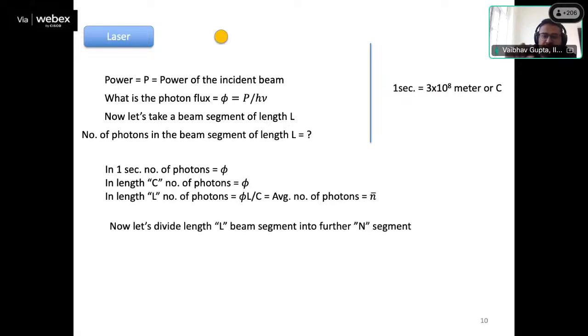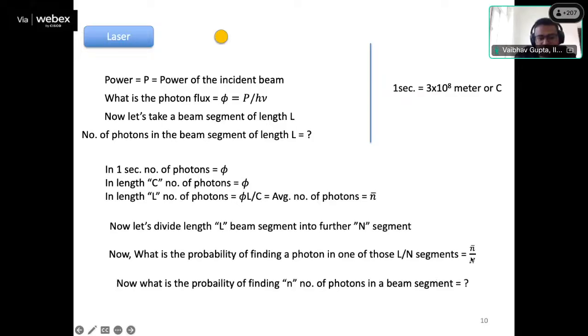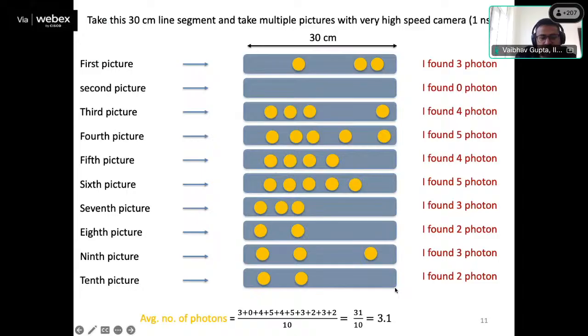Now suppose I divide this whole length into different small segments, let's say n segments. And now I want to know the probability of finding a photon in one of those segments. I know the average number of photons is n bar. If I divide it by the total number of segments, this will be the probability. But that is the probability to find one photon. What is the probability of finding n photons in that beam segment?